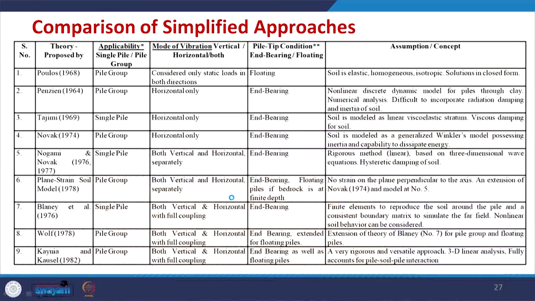Of course, the dimension of the pile is required to calculate that, that is r naught, for making the dimensionless frequency a naught. And one more thing which is important from the very beginning. I think that has been okay, we'll discuss this later also. So continue with this.